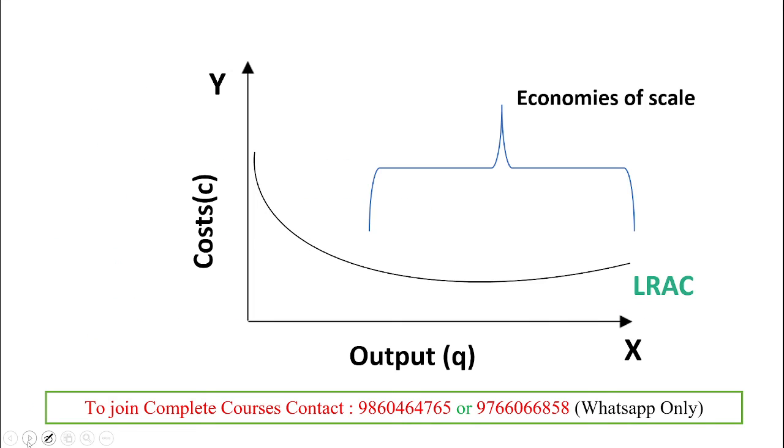So that is represented in a graph. When the firm starts production, the cost is very high, and after a particular point the firm has a minimum cost, and at that point the firm can produce the output at a lower or minimum cost. So that's the point of economies of scale, and the curve is constant there. The long run average cost is constant there. Clear?